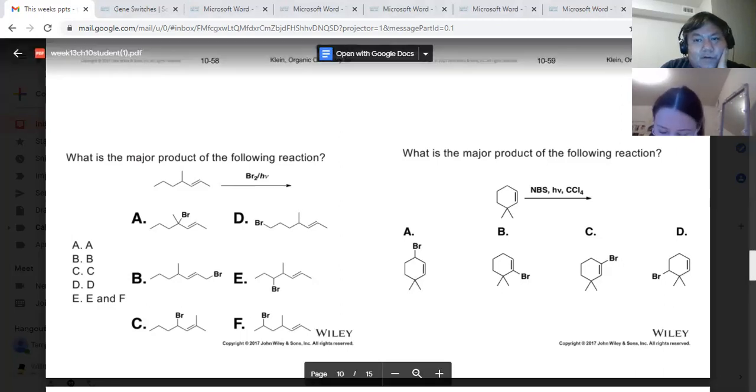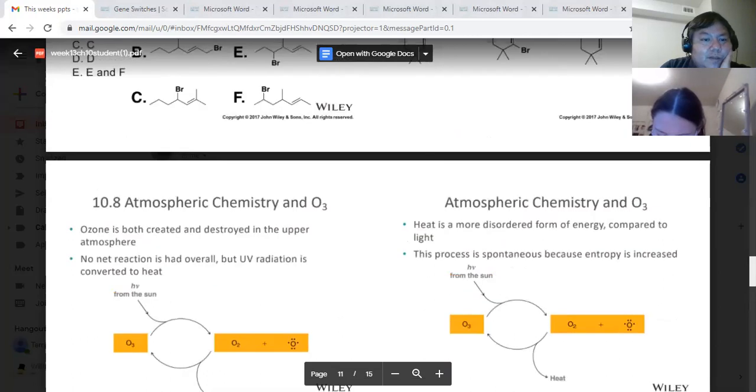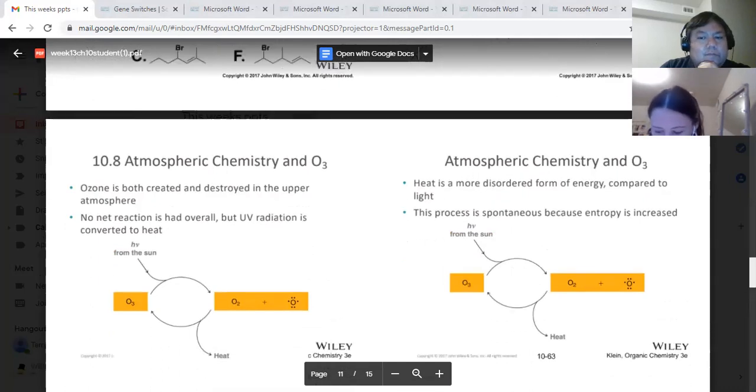All right. Okay. So atmospheric chemistry and ozone. Did you guys talk about this a lot? Not really. She just mentioned it. Okay, but basically this is something I talked about last week, right?